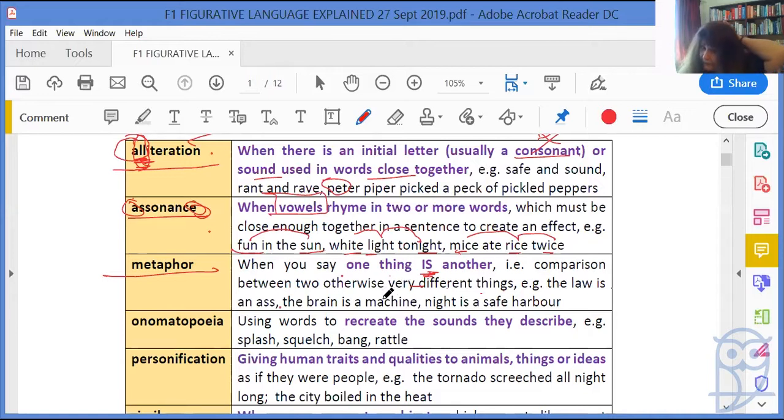So it's just a bit of blubber, isn't it? The brain is a machine. So we're saying one thing is another. Here's another one. Night is a safe harbor.